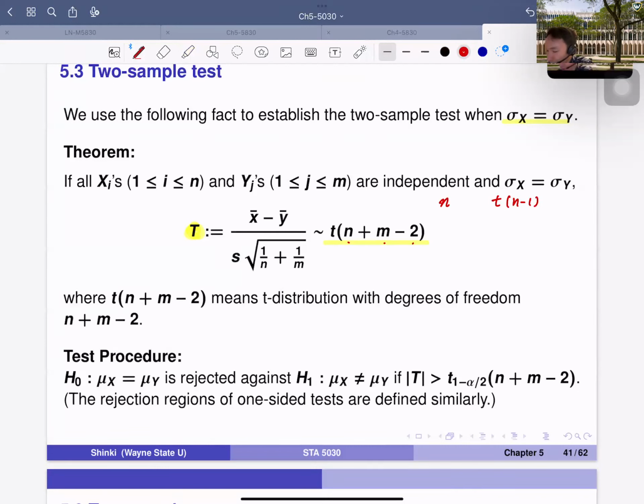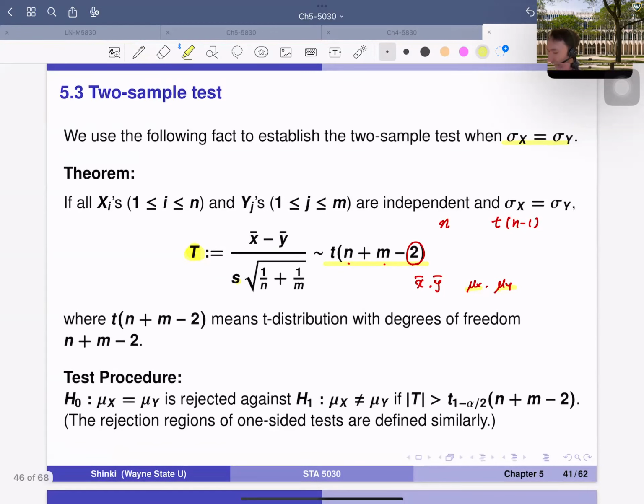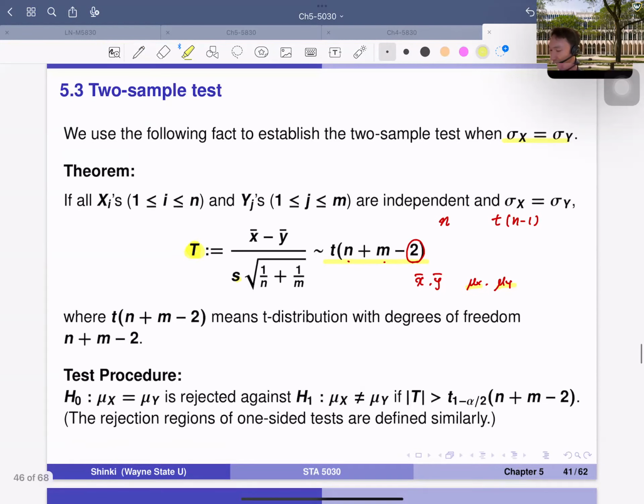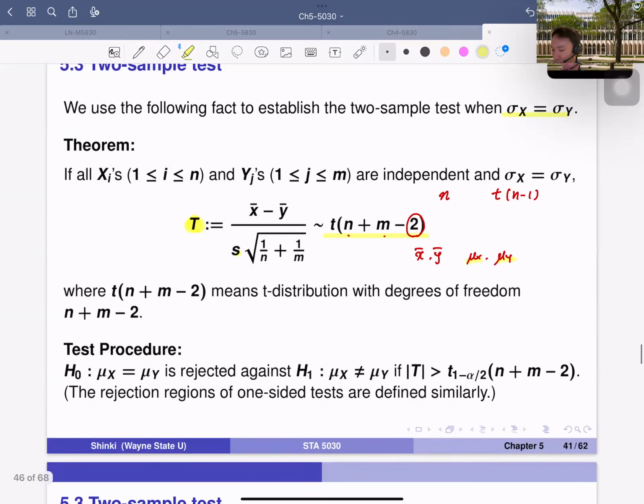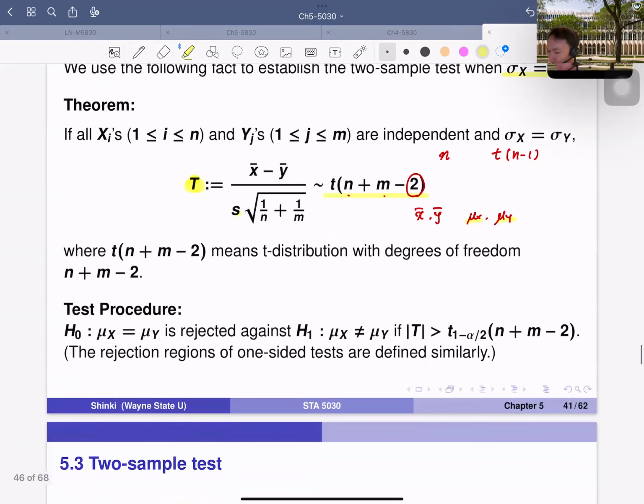Actually, this 2 comes from the fact that we calculate x bar and y bar, and we use them instead of mu x and mu y. So we say that we lose 2 degrees of freedom. When we want to use mu sub x and mu sub y to calculate the standard deviation, we substitute these numbers by x bar and y bar, and that technical difference makes this minus 2. We don't prove this, since it's complicated linear algebra. And yeah, this t statistic follows the t distribution.